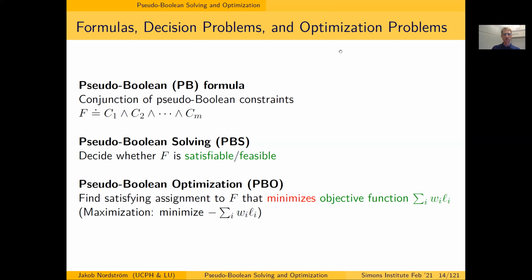A pseudo-Boolean optimization problem is where we have, in addition to a pseudo-Boolean formula F, also an objective function, which I'll tend to write as the sum over i of w_i l_i, and we want to minimize this objective function. Whenever we have a pseudo-Boolean optimization problem in this talk, we always want to minimize the objective. This is, of course, without loss of generality, because if we want to maximize, we can just negate the objective function and then minimize that instead.